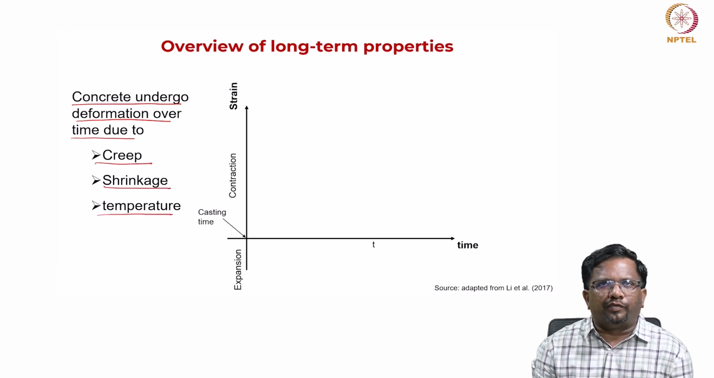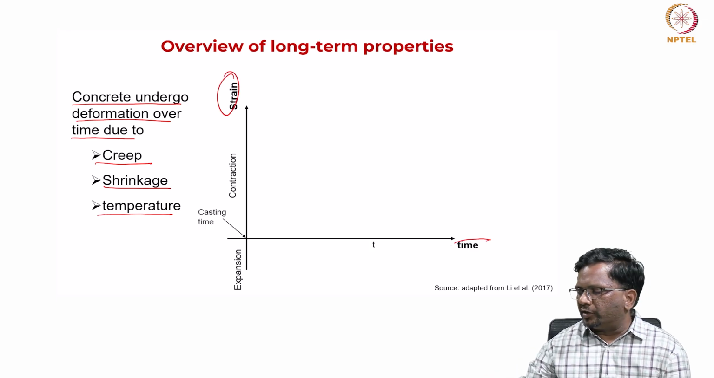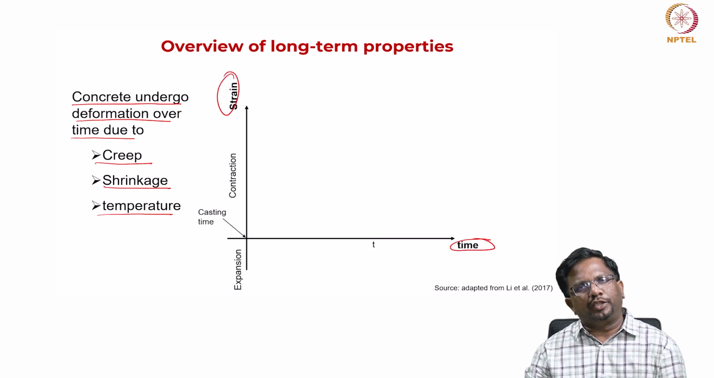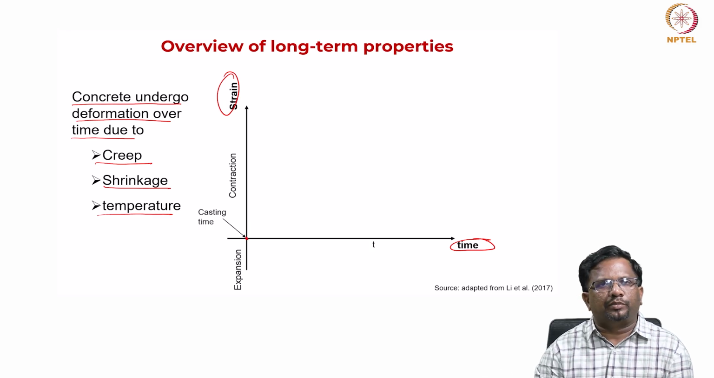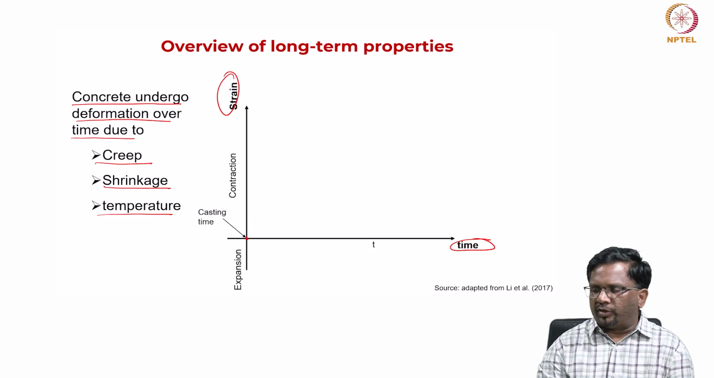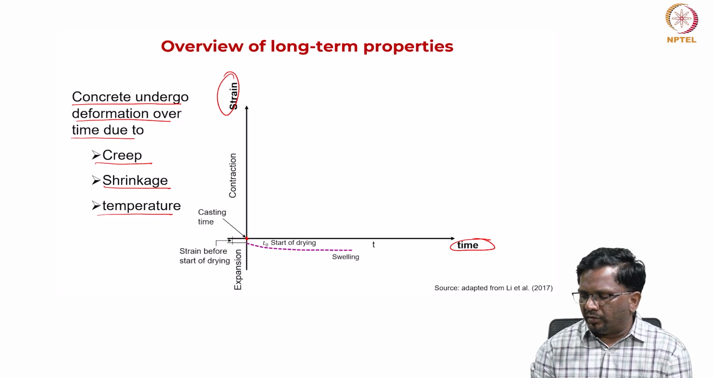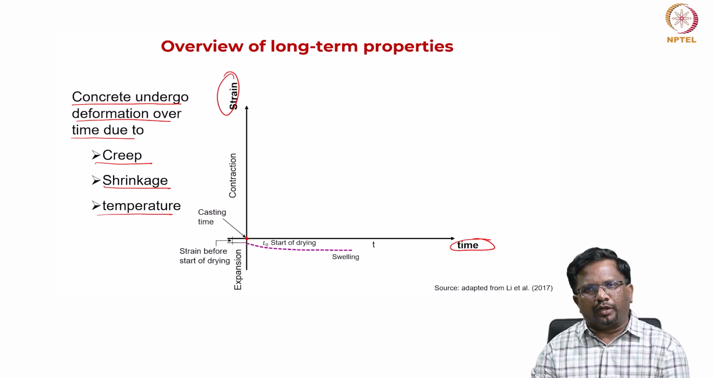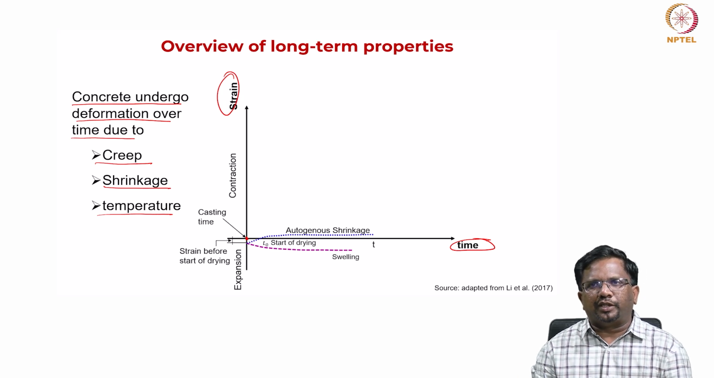Now let us look at it if I start plotting the variation of strain on the y axis with respect to time on the x axis, and see what is happening. Let us say that I start casting at this point of time. You start mixing, and let's not forget that the material can undergo changes because of the hydration process and all.